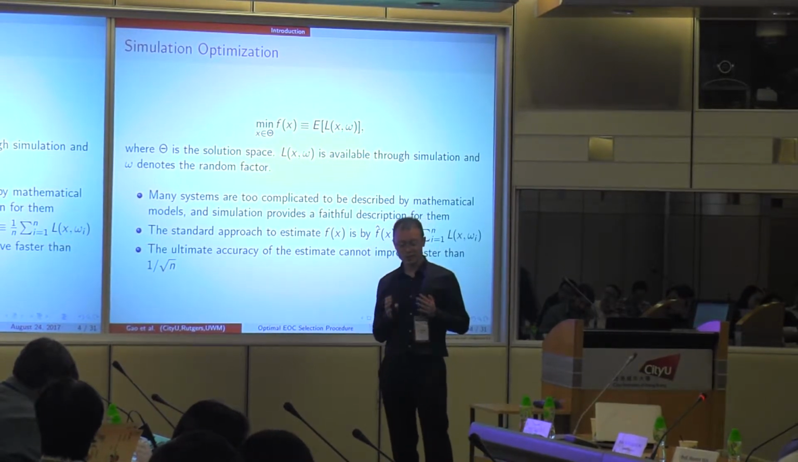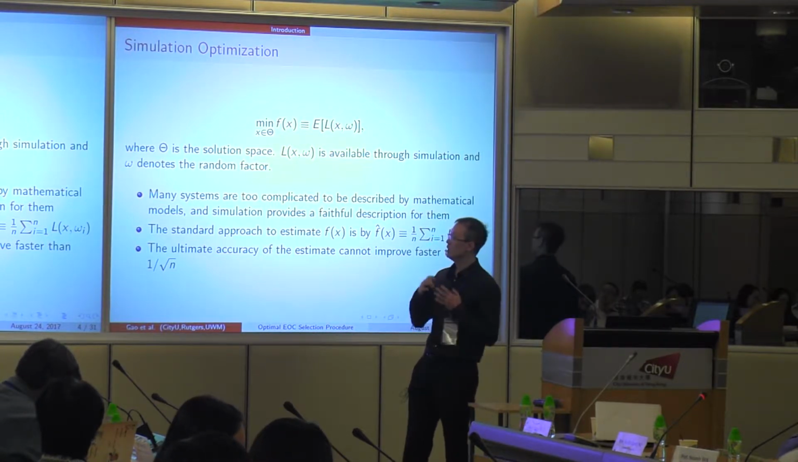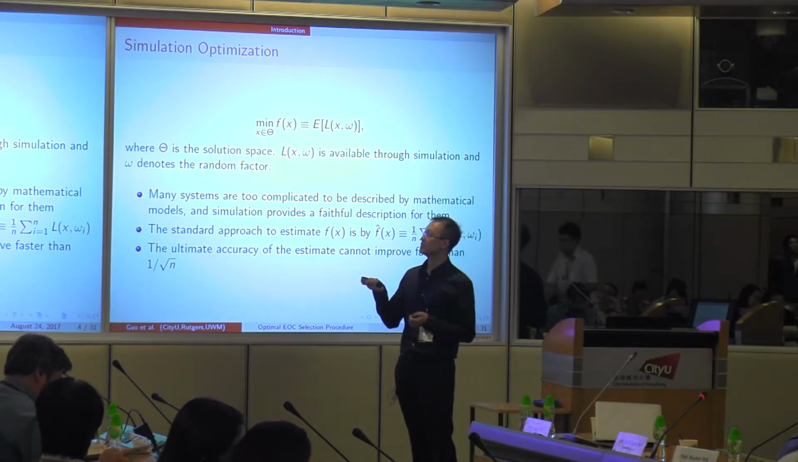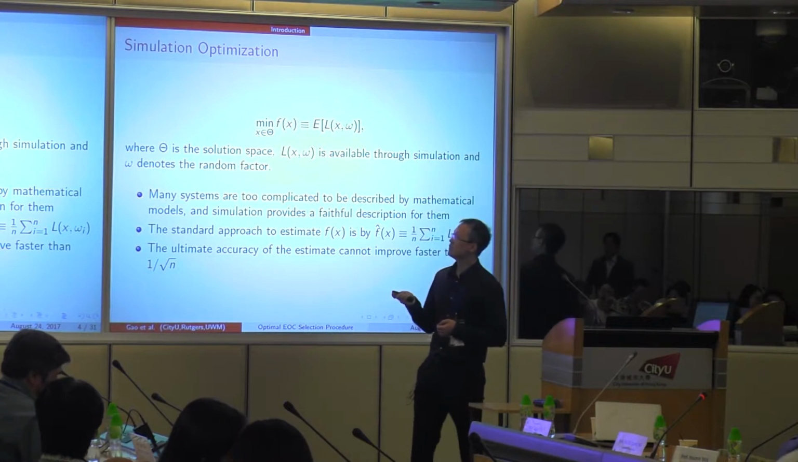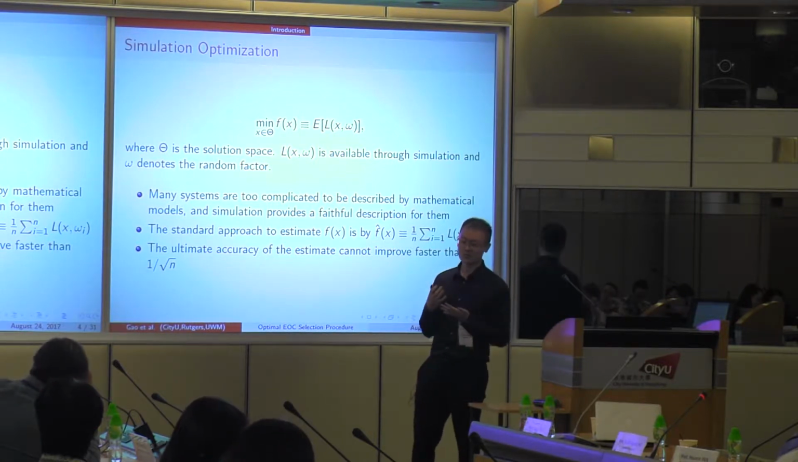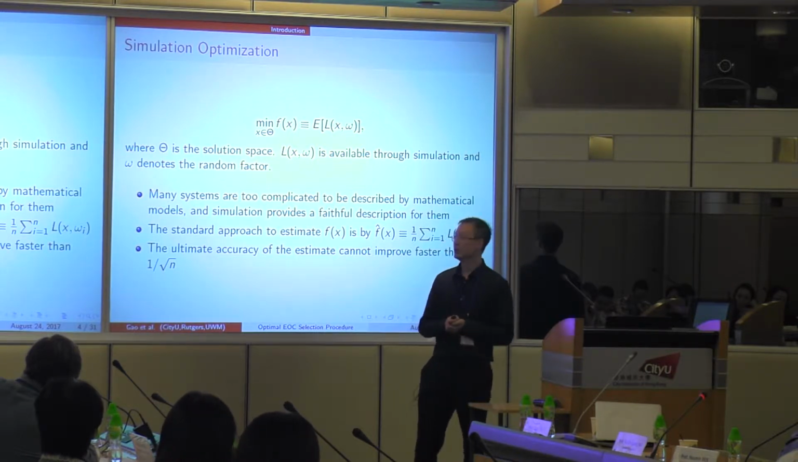In practice, many real-world systems are very complicated and might not be able to be described by a traditional mathematical model. The simulation model provides a faithful way to describe them. Therefore, a problem like this can be very common in practice. Since we do not know the value of the objective function f(x), what we normally do is that for each x, we generate some simulation samples, find their sample mean, and use this sample mean as an estimate of f(x).